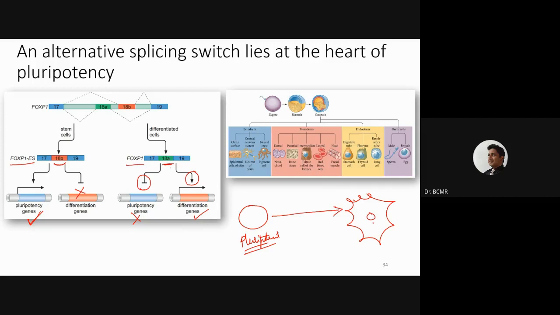Okay. If you are going to read stem cell biology, you will learn a lot more things about this. But I think this much understanding should be enough. For our present course, what is our focus? Our focus is only about the molecular mechanisms of splicing.